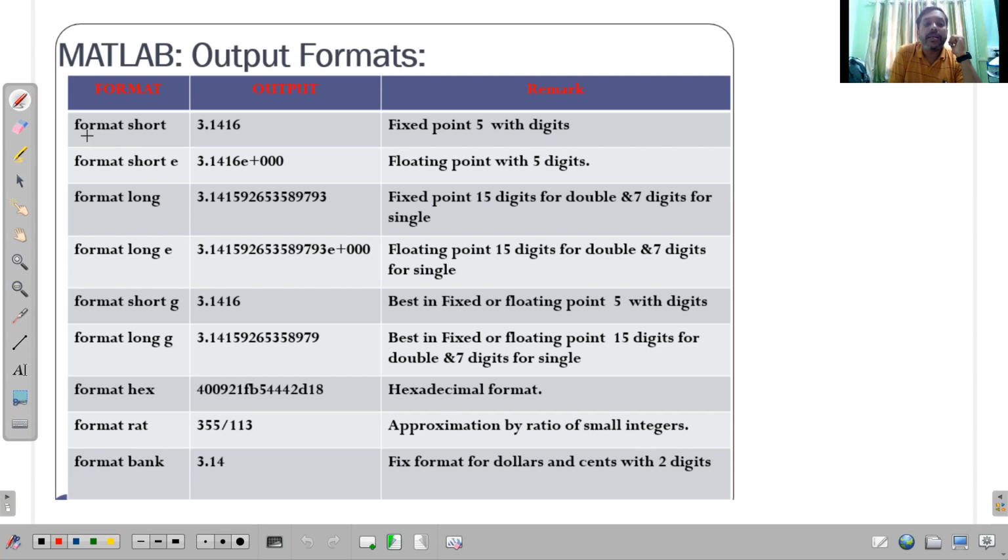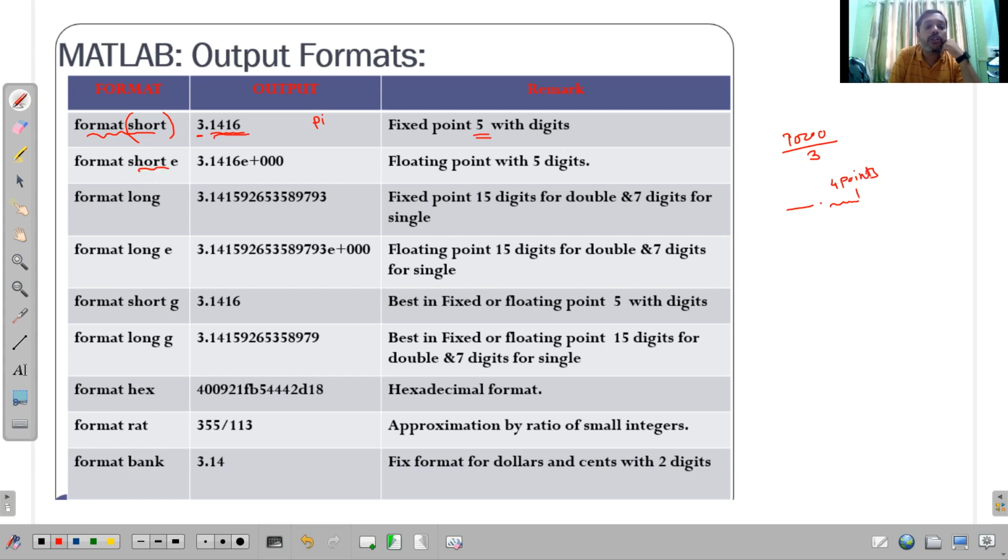So here you can see the first one is format short. If I use format short and type pi in the command window, it will display 5 digits, fixed point. After the decimal there are 4 points, and before the decimal there is 1 point. But suppose your value is 1000 divided by 3. In that case, it will display some digits before the decimal, but after the decimal there are 4 points. So this is for format short.